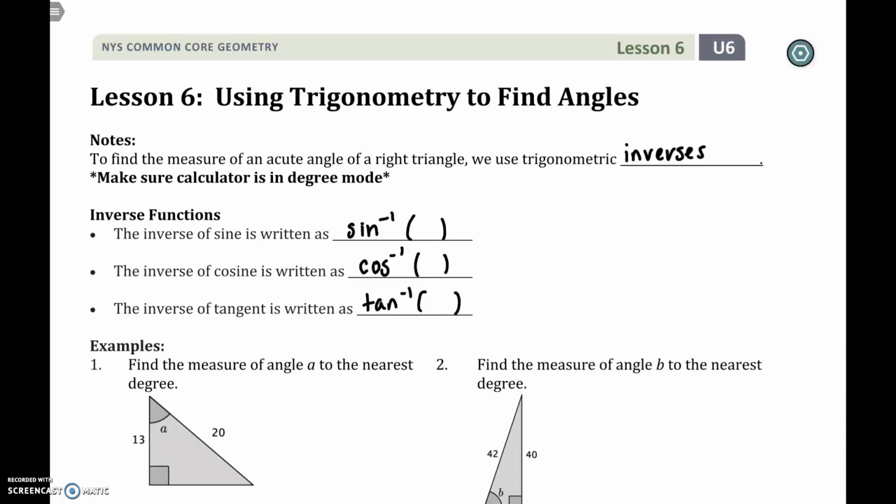Hi everyone, it's Mrs. Griffin with the Unit 6 Lesson 6 video where we're going to be using trigonometry to find angles in our right triangles.